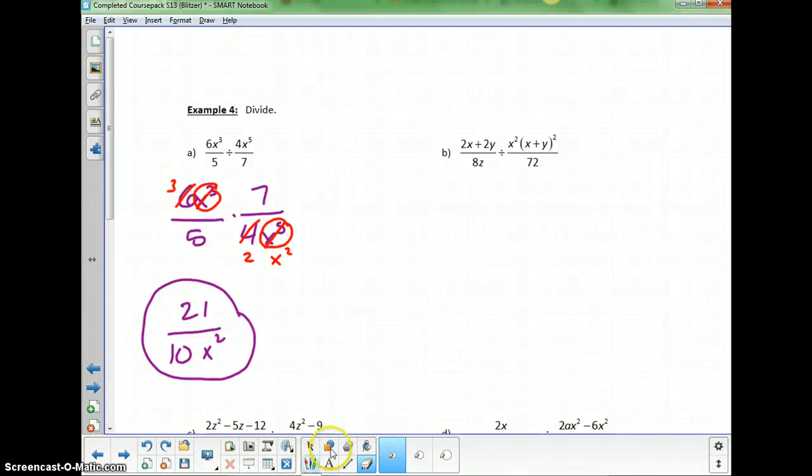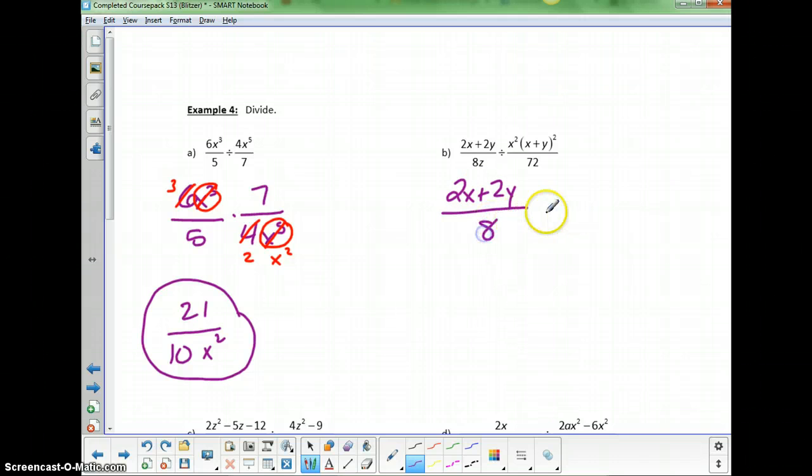So we're going to start this one by looking at example B. It's a division problem, so the first thing to do is to rewrite the problem. So (2x plus 2y) divided by 8 times, now we're flipping the second fraction, so 72 over x squared. Oops, forgot the z right there. x squared times (x plus y) squared. Okay.